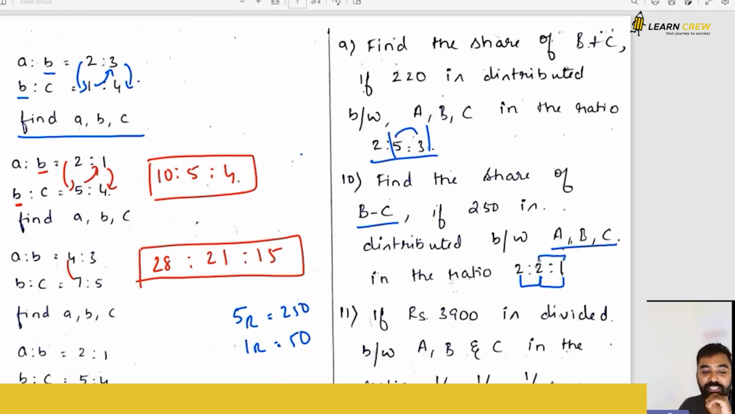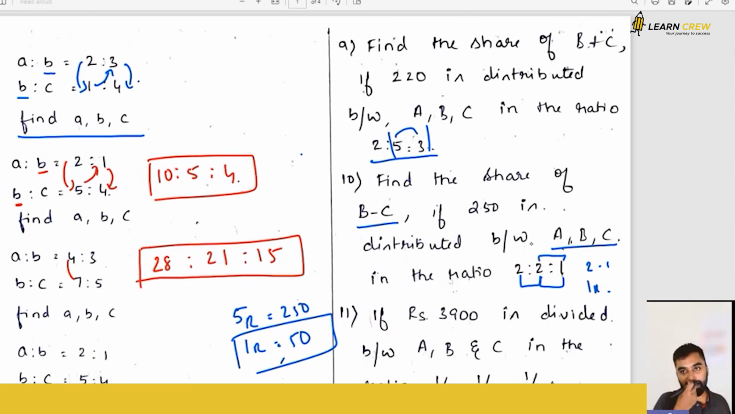If single ratio is 50, they have asked you to find B minus C. So B minus C is nothing but 2 minus 1, a single ratio. Single ratio value is already 50. You can directly subtract ratios and then find out the answer. Clear? Or doubts? 50. Any doubts here?